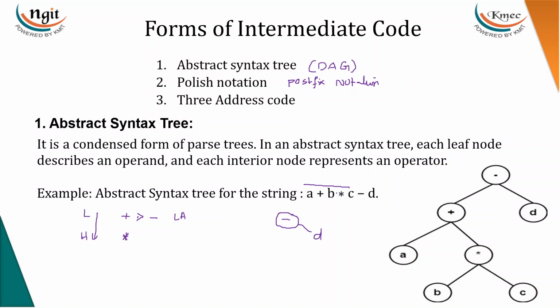Out of the left hand side, this is the left subtree, A plus B star C, and out of these two, the least precedence operator, plus, would act as the parent node of that subtree. The left hand side of this plus is only A, and the right hand side of plus is B star C, where the operators occur as internal nodes, and you can take B and C here. So this is how the abstract syntax tree will be constructed.